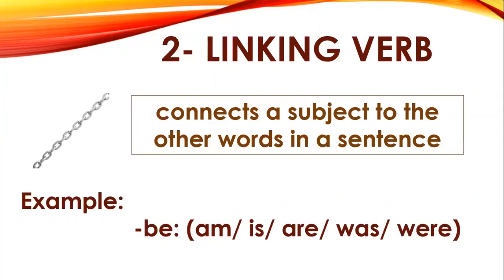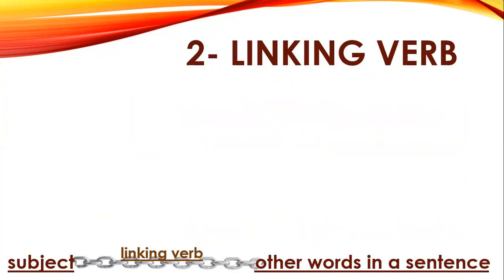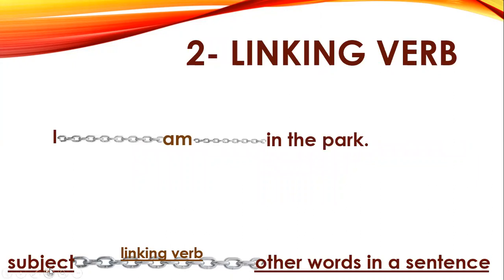Number 2, linking verb. The linking verb connects a subject to the other words in a sentence. Examples on linking verbs: am, is, are, was, and were. Let's see. The linking verb connects the subject to the other words in a sentence. Let's see this example. I am in the park. The linking verb here is am, and it connects the subject I to the other words in the sentence. Here we have in the park.